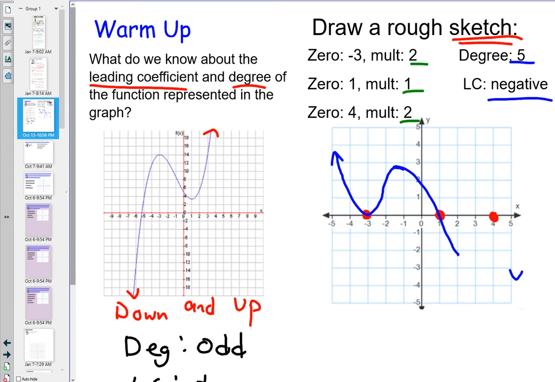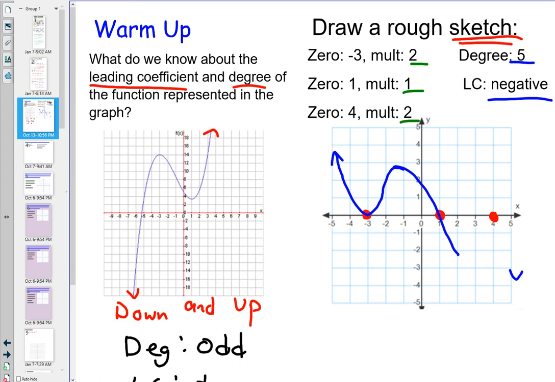Well, what a turning point is, like when you're going up and then going down, or when you're going down and going up. Those are turning points. If your graph starts to get a little flatter, that's not a turning point. A turning point is going up to down or down to up.